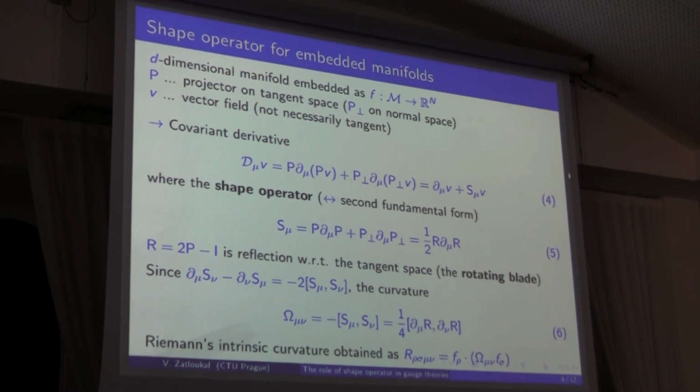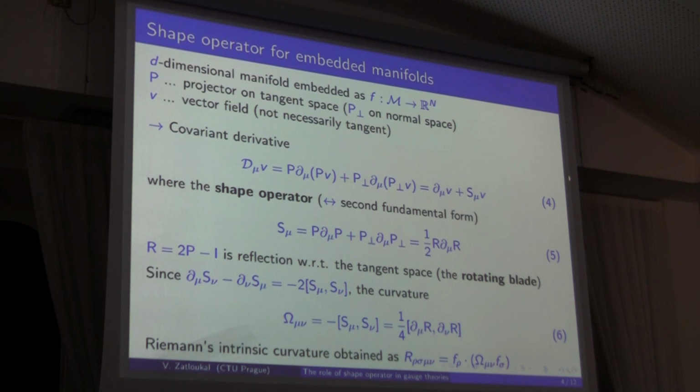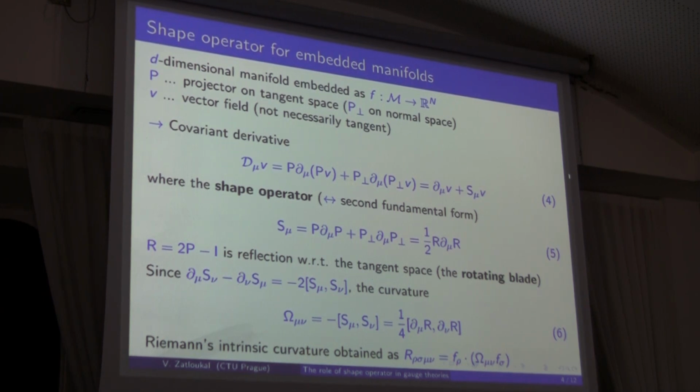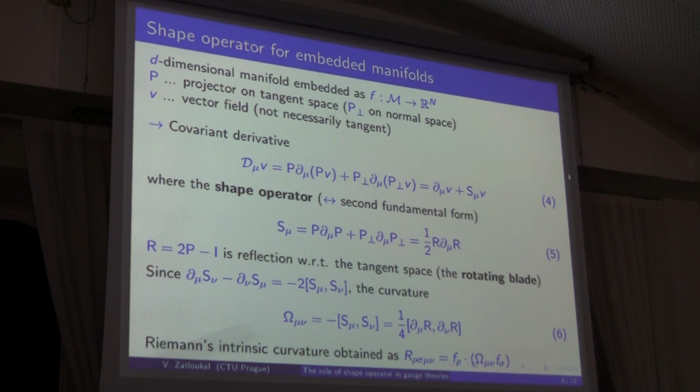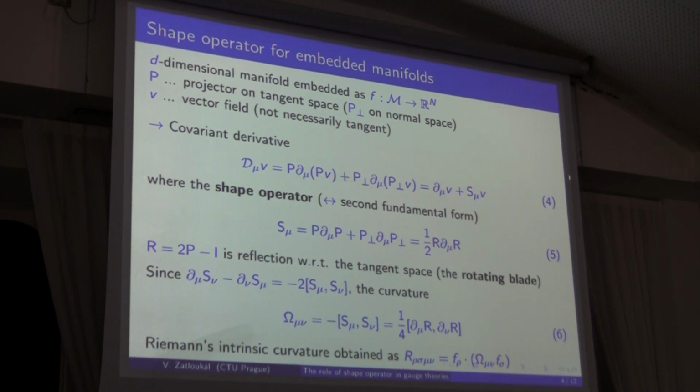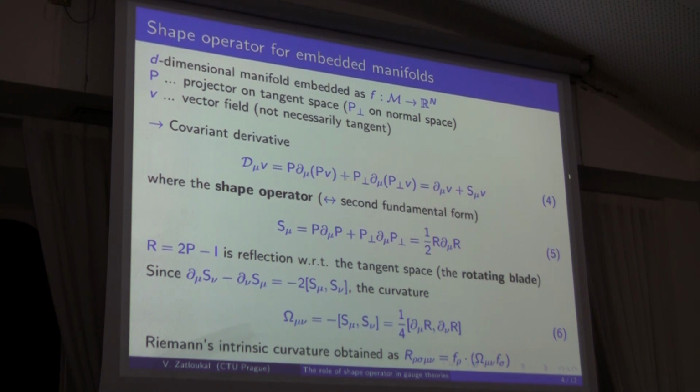So basically what describes the geometry of the embedded manifold is the way the tangent plane rotates as we move along the manifold. It's a subspace of the capital N dimensional flat space. And I will refer to it as a rotating blade, some kind of blade that rotates as we move along the manifold. And it can be represented analytically either by the projector or the reflection.